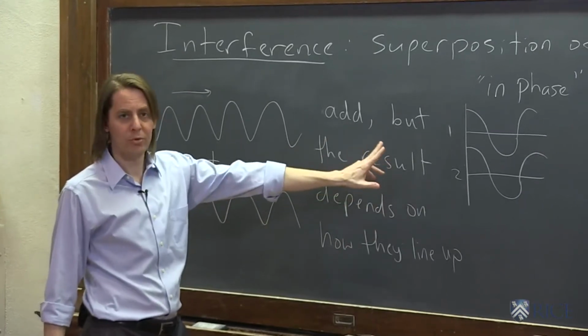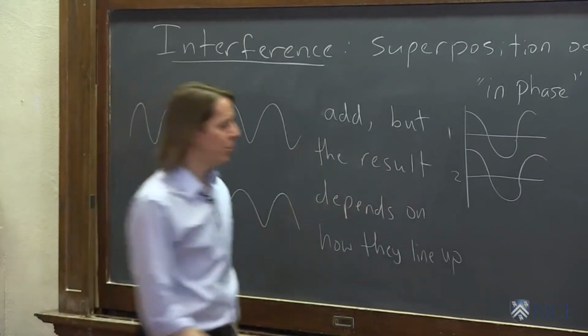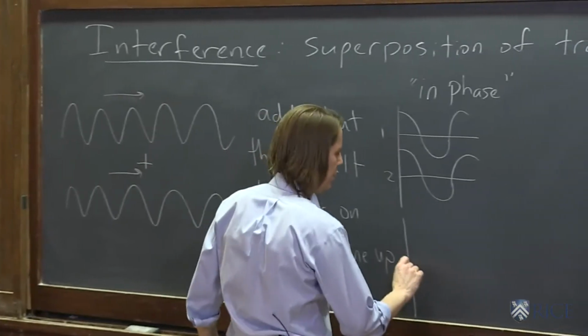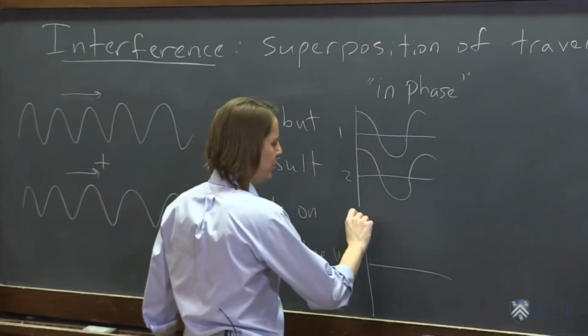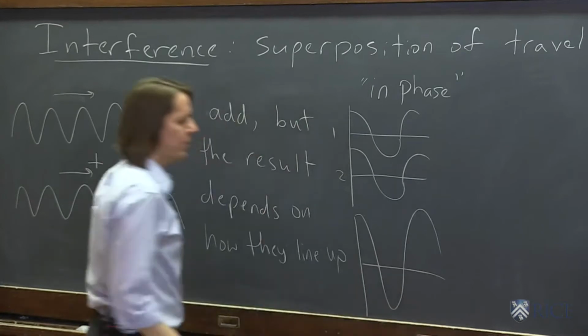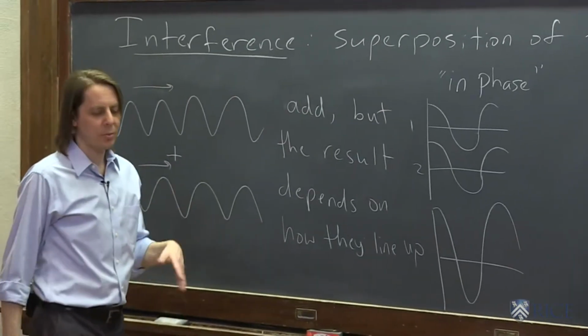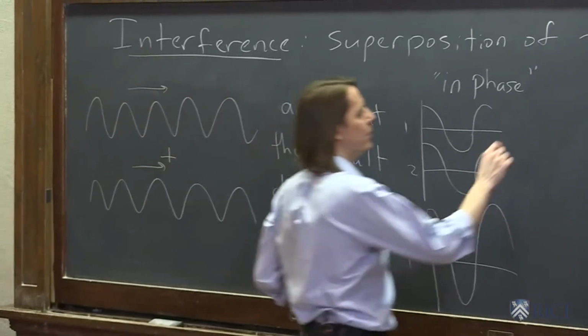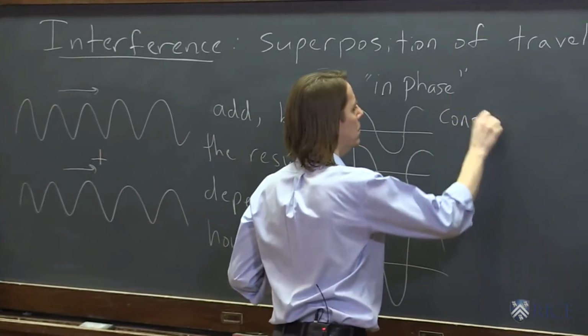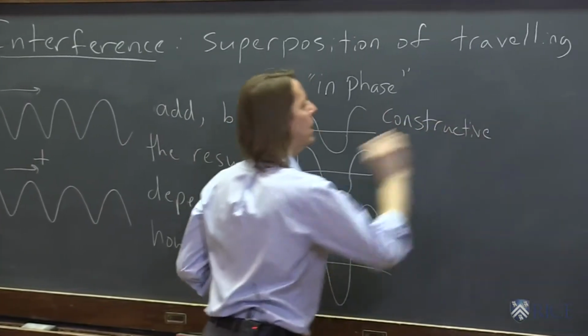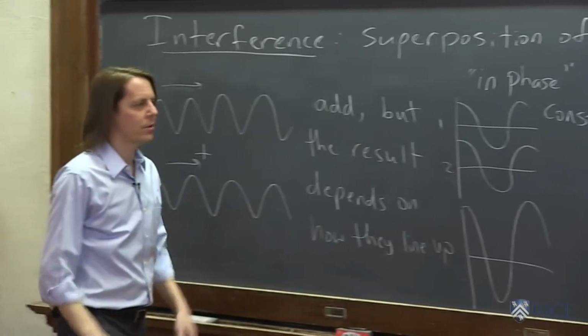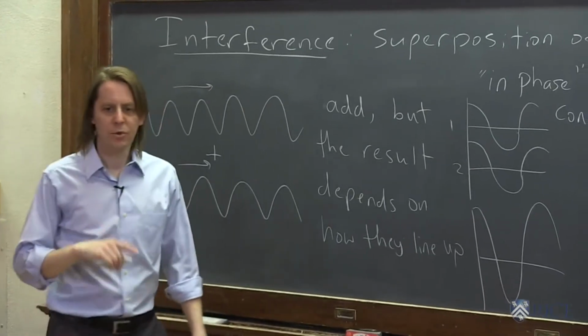If you superpose, it's a verb as well. If you superpose those two, you can see what's going to happen. You'll get just twice as much amplitude. So that's in phase. That's what we call constructive interference. And you can probably see why it's called constructive. I can show you constructive interference.